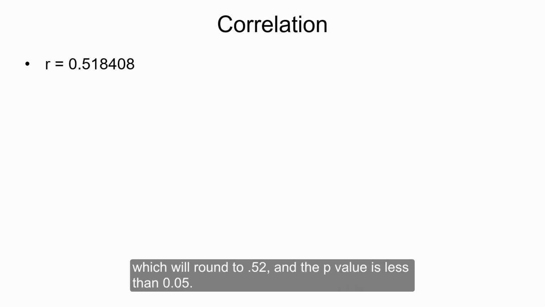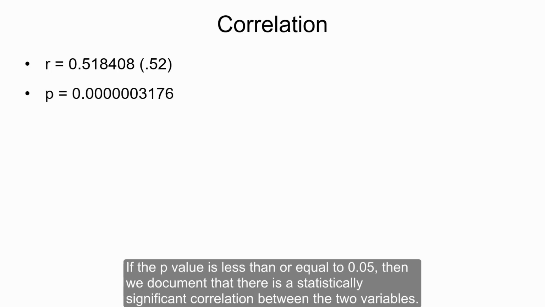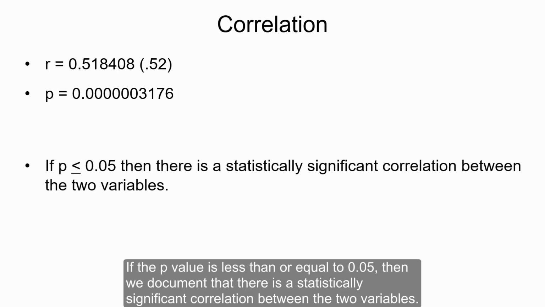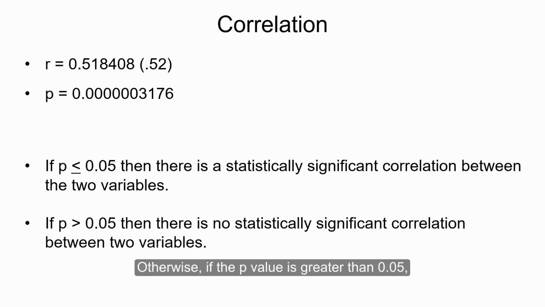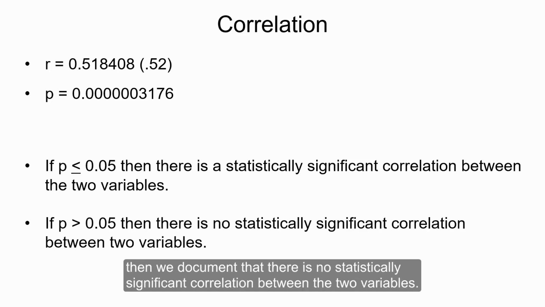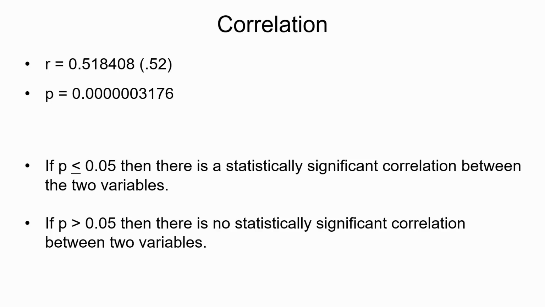In this example, the correlation is 0.518408, which will round to 0.52, and the p-value is less than 0.05. If the p-value is less than or equal to 0.05, then we document that there is a statistically significant correlation between the two variables. Otherwise, if the p-value is greater than 0.05, then we document that there is no statistically significant correlation between the two variables.